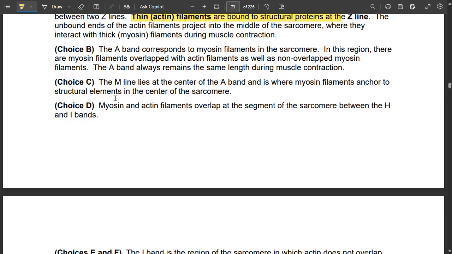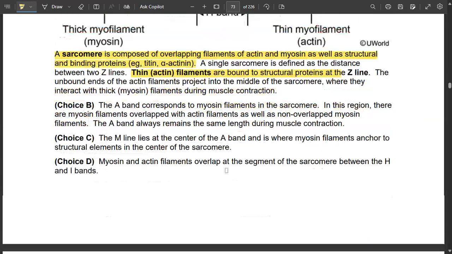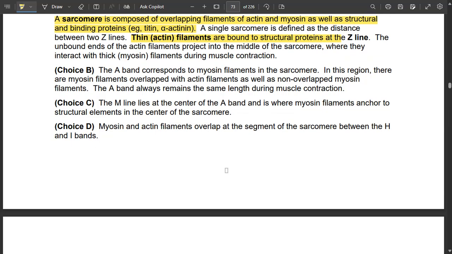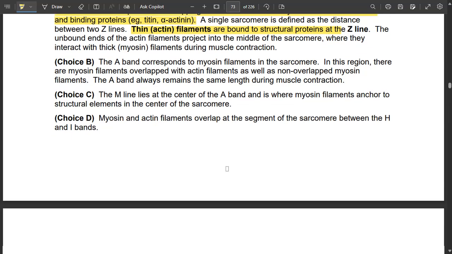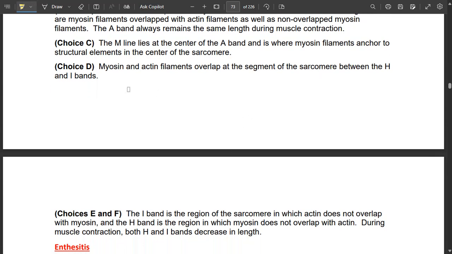The M line lies at the center of the A band. So in the center of the A band, this singular line is the M line, with the myosin filaments anchored to structural elements at the center of the sarcomere. Myosin and actin filaments overlap in the segment of the sarcomere between the A and I band.